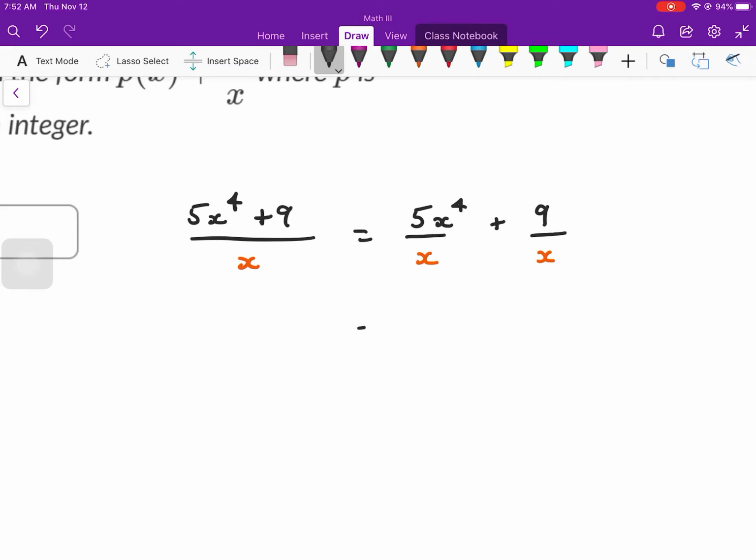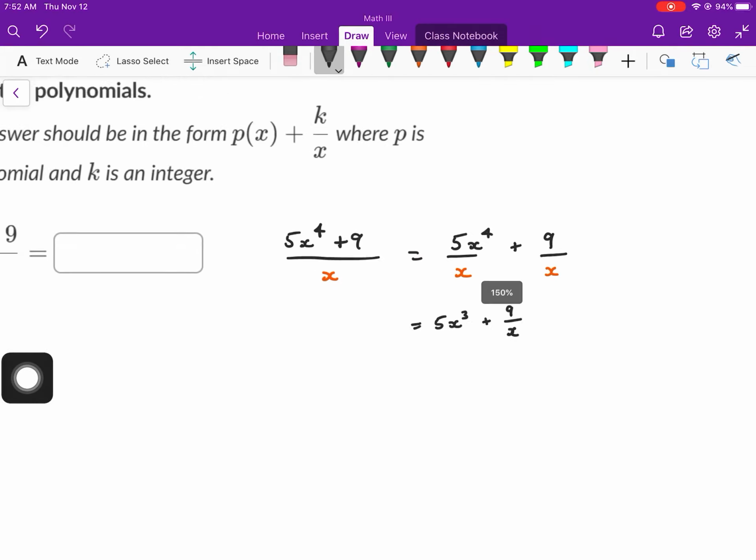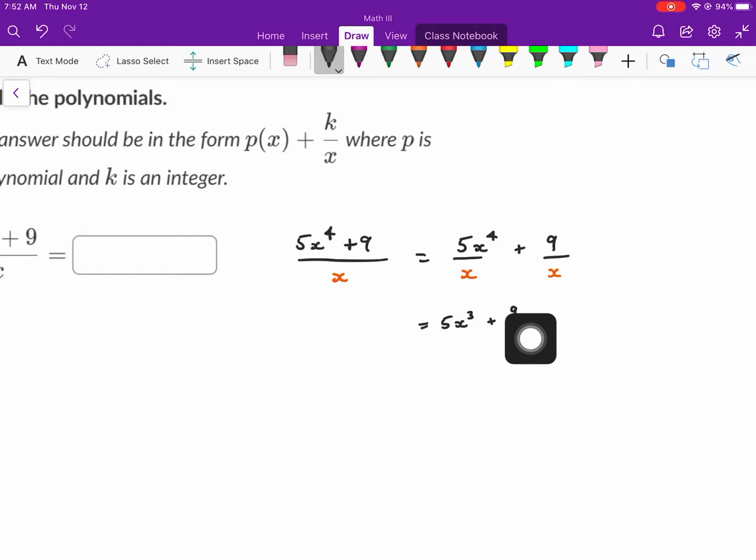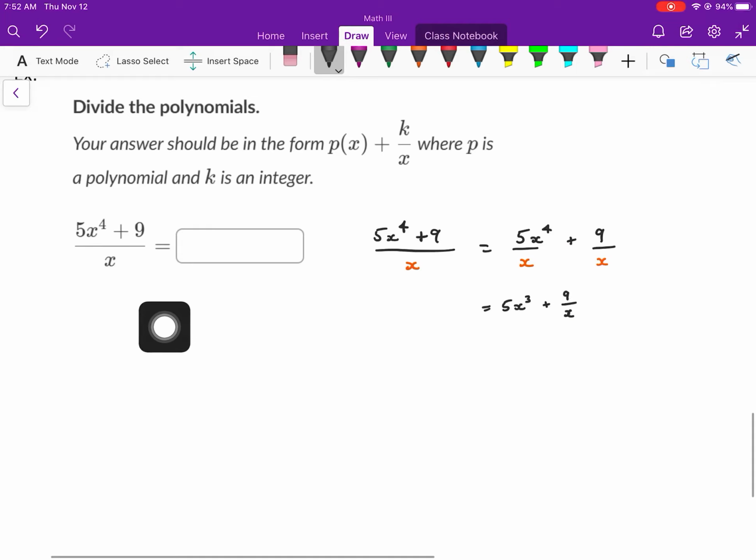The first one will simplify down to 5x cubed. And then 9 doesn't have an x, so it's just stuck as 9 over x, which takes that form of k over x. So k, the remainder, would be 9 in this case. But we're just going to write it out in your assignment. You just write it out like this: just 5x cubed plus 9 over x, and you just put it in right there.